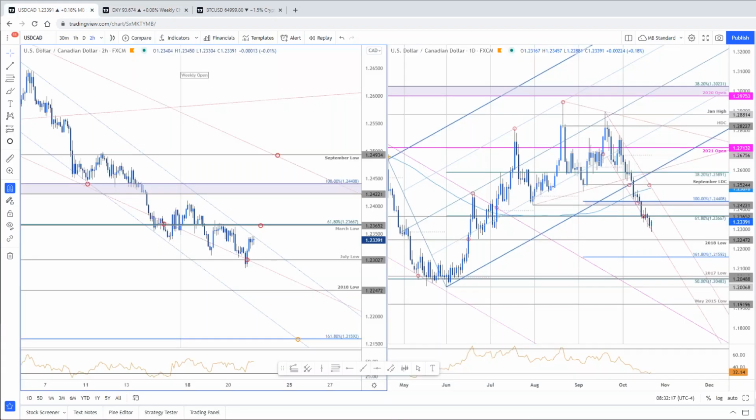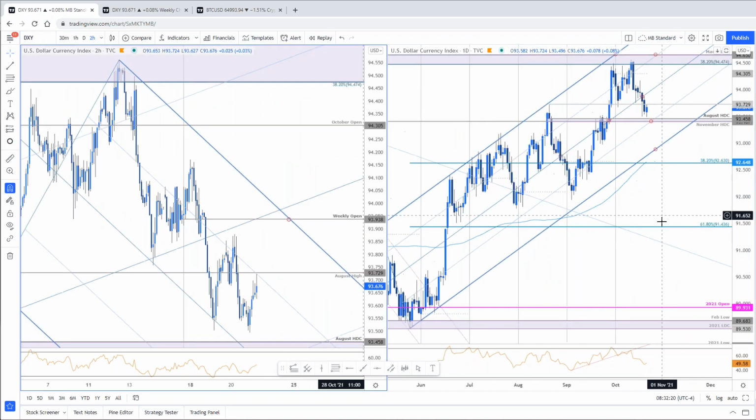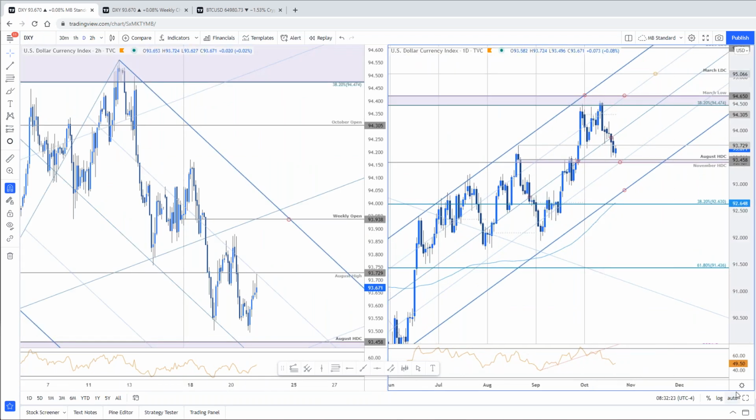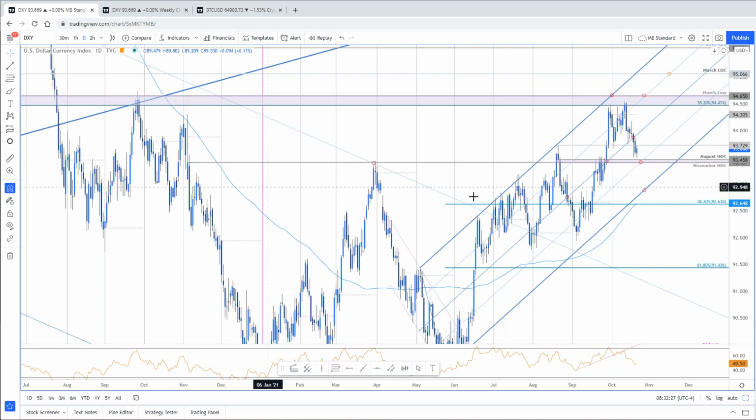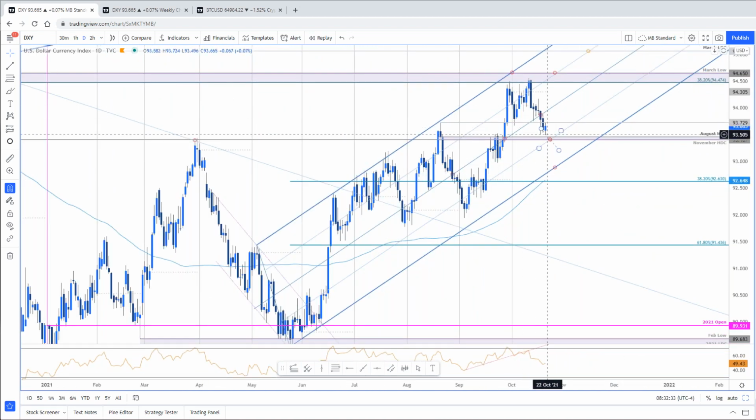Here's what the daily chart looks like for DXY. Near term, you have the August high day close, the November high day close from last year, and that 25% parallel I was talking about holding support. So that's where I was looking for this decline to level out. We didn't quite get that low. The low registered so far is 93.49.